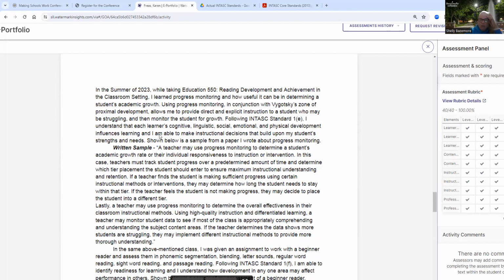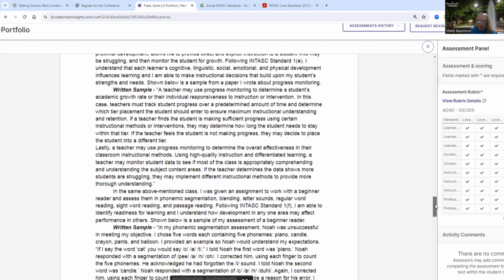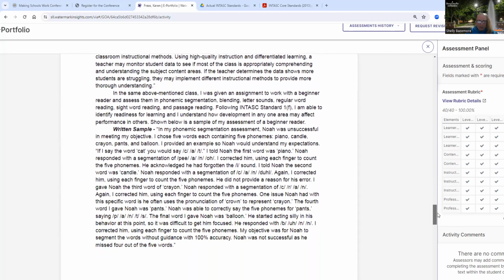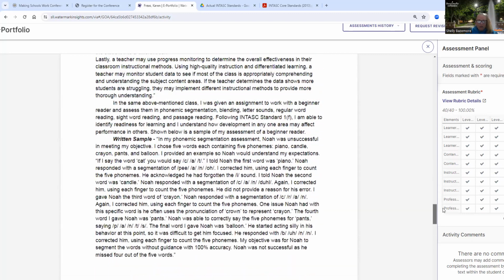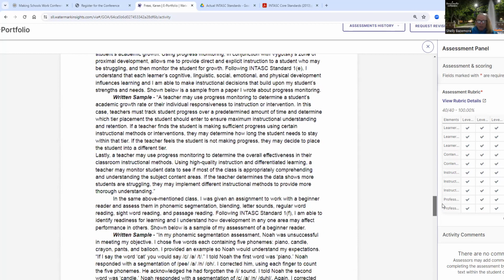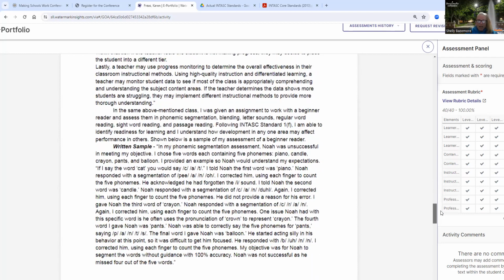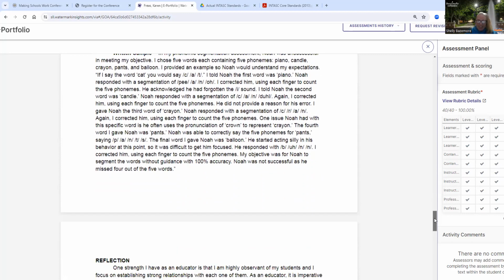Following InTASC Standard 1E, I understand that the learner's cognitive, linguistic, social, emotional, and physical development influences learning, and I'm able to make instructional decisions that build on my students' strengths and needs. Shown below is a sample from a paper I wrote about progress monitoring. And she cut and pasted from her paper written samples. So those are her artifacts, but she had the blurb telling about how it related to her class and how it related to the InTASC standard.